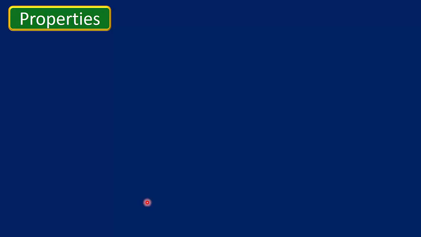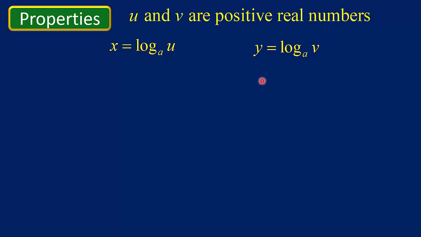Let's look at three properties of logarithms that are going to make them a really powerful mathematical tool for us. First of all, let's consider this situation where we let x equal log base a of u and y equal log base a of v, and u and v are positive real numbers. Now, I want to convert both of them to exponent form. In other words, bring this a over and make it the base of a over here. So we have a to the x equals u, and over here, a to the y equals v.